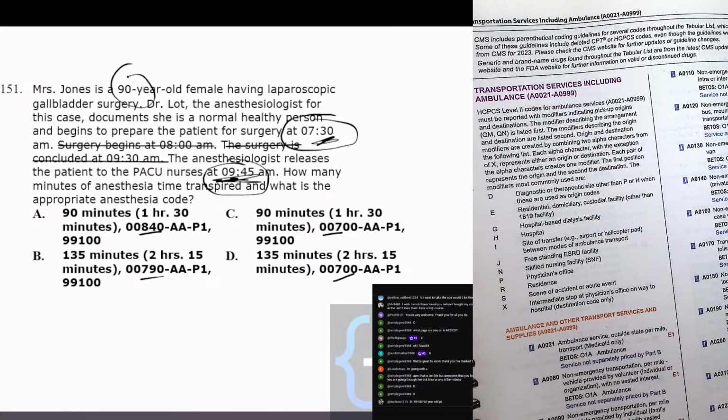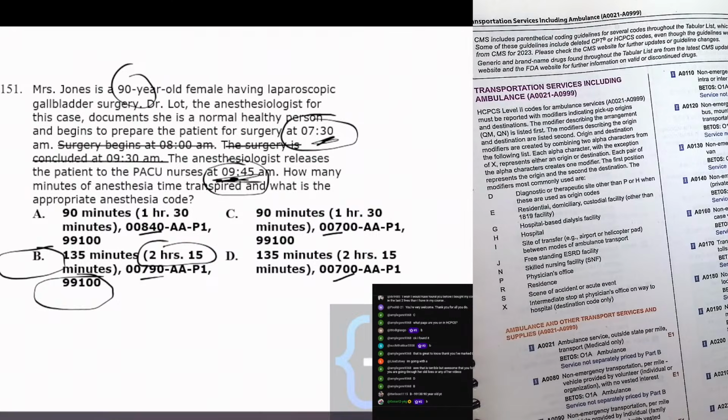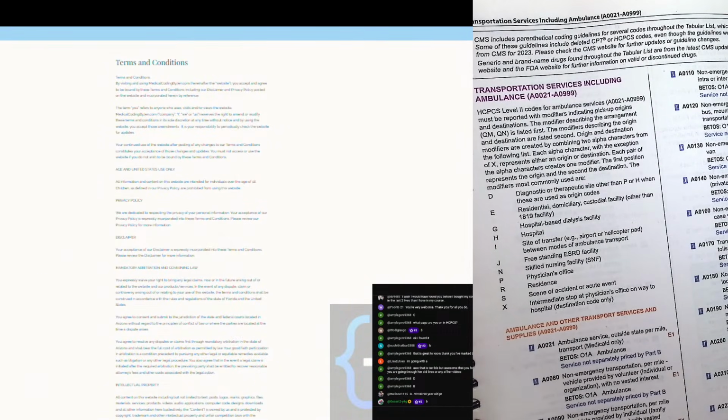90-year-old patient will need that 99100. That's absolutely correct. What answers have that and have the correct 2 hours and 15 minutes? Excellent observation, Wilson. That's perfect. Yep, we know B is our correct answer. All right. Yay.